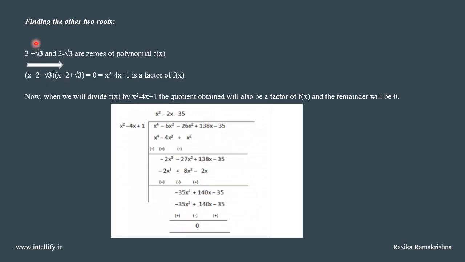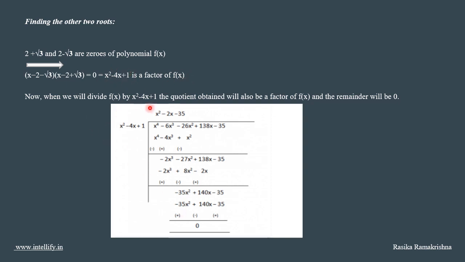Now that we're equipped with conceptual understanding, let's go ahead and find the other two roots of the polynomial. We are given 2 plus root 3 and 2 minus root 3 to be the roots of the polynomial f of x, which implies that x minus (2 plus root 3) and x minus (2 minus root 3) are factors, which implies that the product will also be a factor. The product is nothing but x square minus 4x plus 1. So this is a factor of f of x.